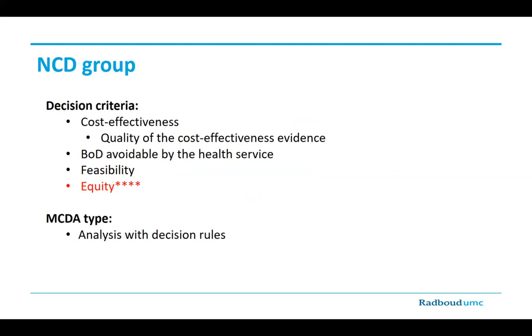Hello everyone. This is from the second or first NCD group. So our decision criteria: we're looking at the cost effectiveness, the quality of the cost effectiveness evidence, burden of disease avoidable by the health service, and feasibility. We were thinking about equity, but there was a lot of discussion on how to define it, and because of time, we dropped that. So we use the analysis with decision rules. Next slide, please.